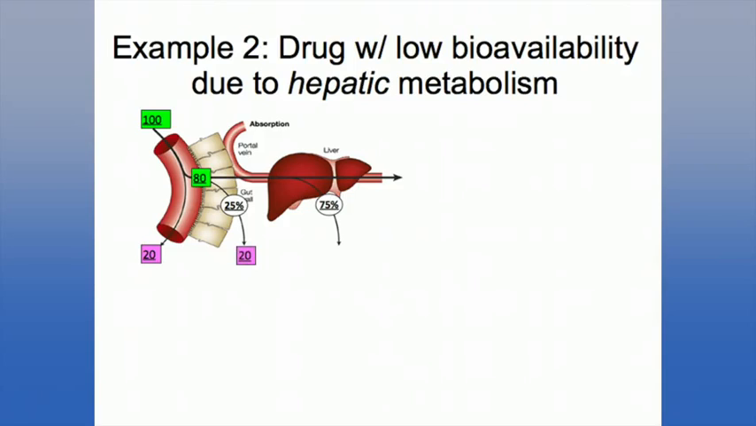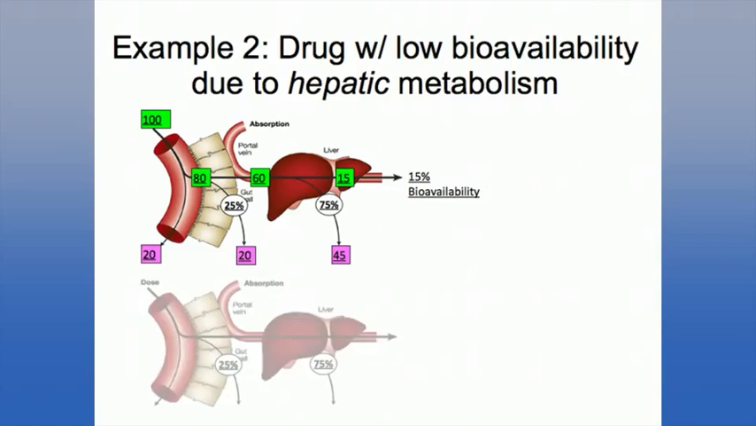We're losing 25% there. 25% of 80 is a further 20 milligrams. And then we see that only 60 milligrams of the drug is actually reaching the liver. However, once this drug reaches the liver, it undergoes very significant first-pass metabolism, hepatic biotransformation. So the net effect here is we lose a further 45 milligrams of the drug. The net effect being that 15 milligrams of the original 100 milligrams of the drug that was given to the patient reaches the systemic circulation. And this would be an example of a drug that has 15% bioavailability.